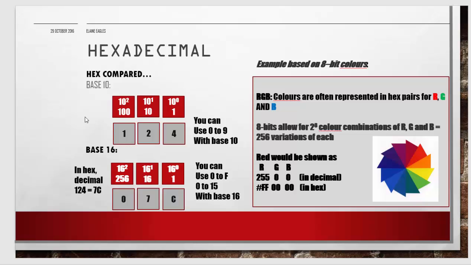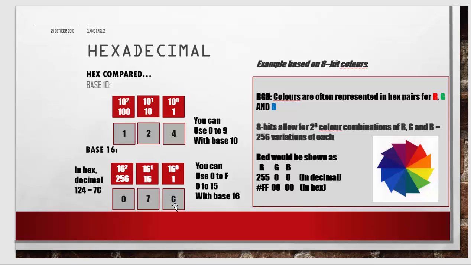Here's an example, again using base 10. You've got your hundreds, tens and units. So 124 is 100, 2 tens and 4 units. In hex, 124 is represented differently because you have the base here of 16, and then again you use the power of 0, 1, 2, 3, etc. So in order to make 124, you need 7 sixteens, which is 112, and then a further 12, which is C.